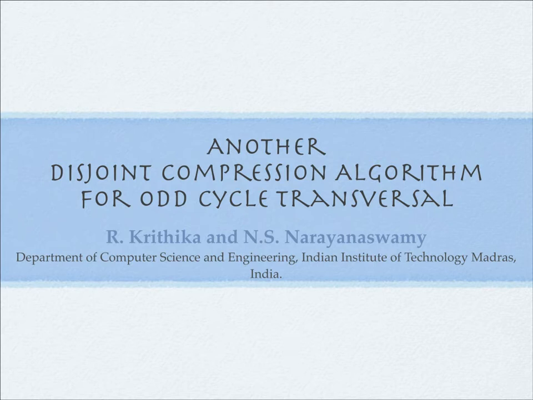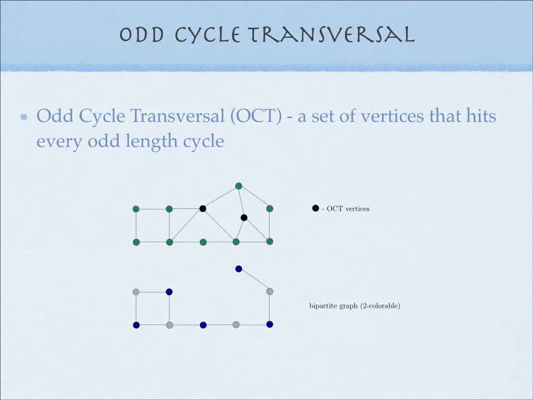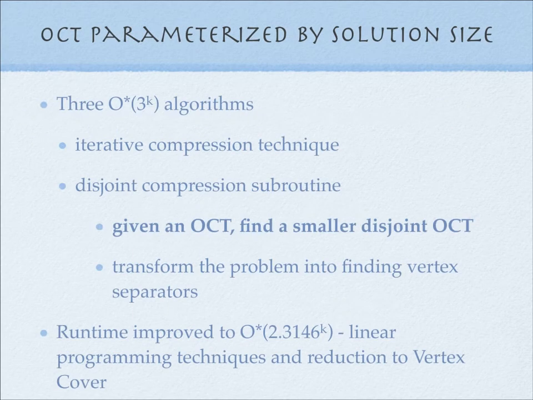In this work, we present a new disjoint compression algorithm for the odd-cycle transversal problem. An odd-cycle transversal, also known as OCT, is a set of vertices that has non-empty intersection with every odd-length cycle. In other words, if we remove an OCT, the resultant graph is bipartite. OCT is a well-studied problem in the parameterized complexity framework.